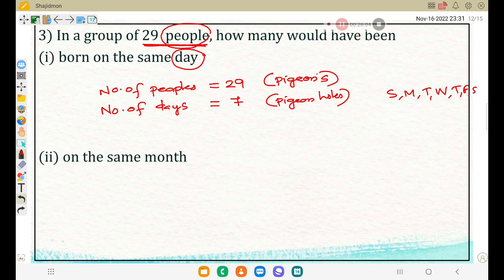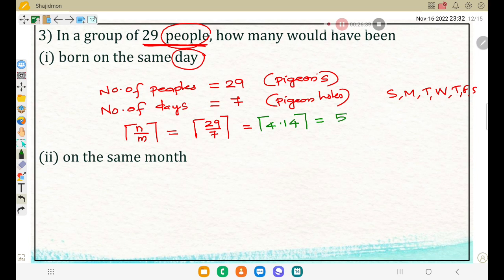So what is the pigeonhole? Pigeonholes means the day. How many would have been born on the same day? That is our question. So we use the extended pigeonhole principle: ceiling function n by m equals ceiling function 29 divided by 7. We can check, the ceiling function of 4.14 means the next number, that means 5.